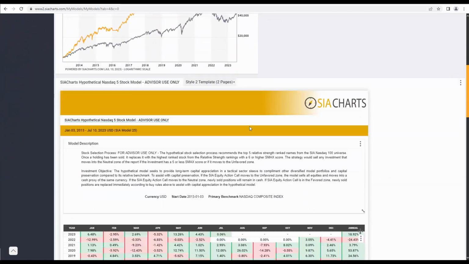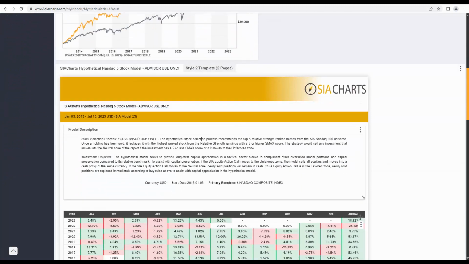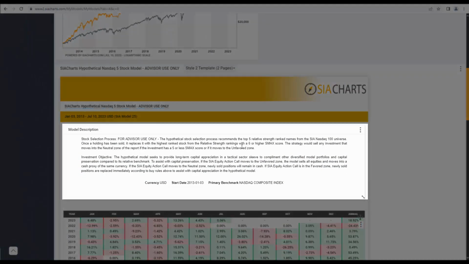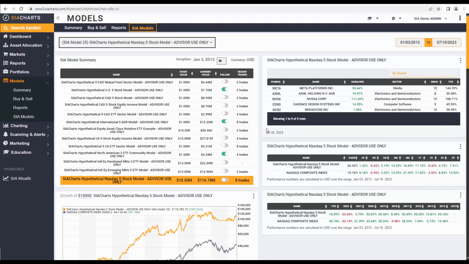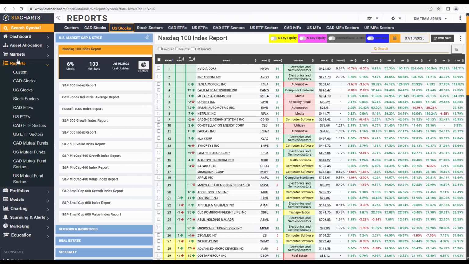As we scroll down in looking at the model description for this strategy, we are simply taking the top 5 relative strength names from the Nasdaq 100 Index Universe report. The report itself can be found here under the Reports tab and then the US Stocks subtab. The buy rules for this strategy are quite simple. We are taking the top 5 relative strength names in the green favored zone of the reports.